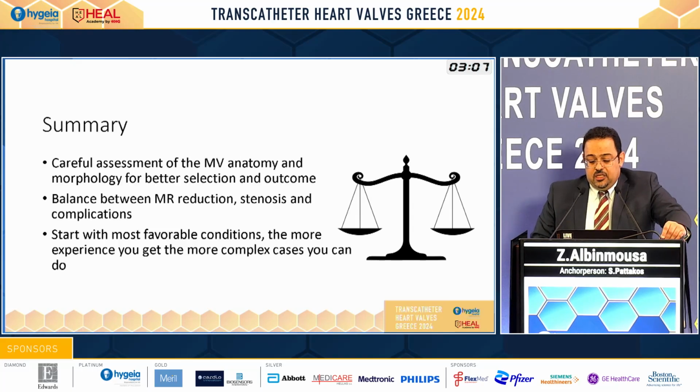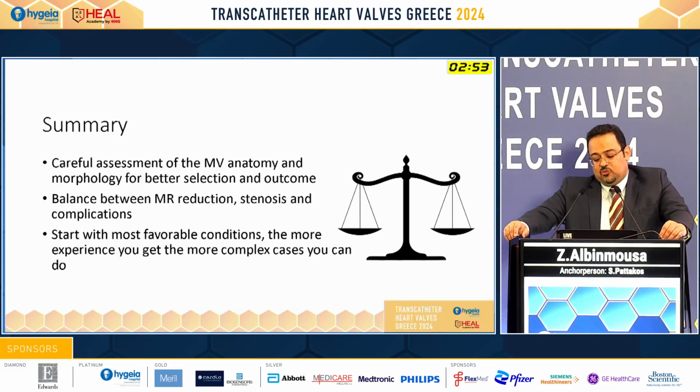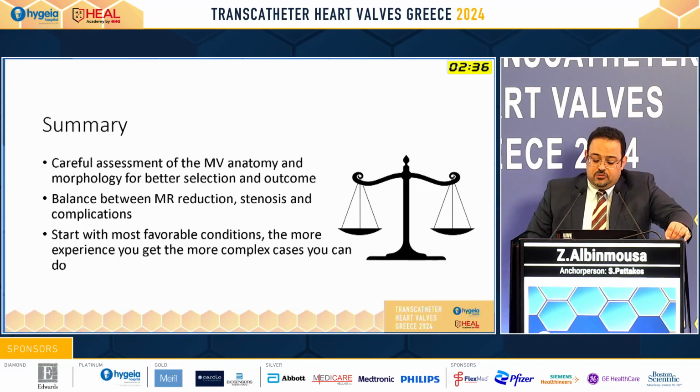So I will conclude that careful assessment of the mitral anatomy and morphology is needed for better selection and outcome. Frequently you have to balance between MR reduction, stenosis, and complications. If you are starting your mitral valve intervention, start with more favorable conditions, and as your experience grows, you can do more complex cases.